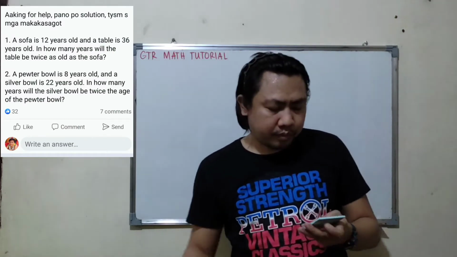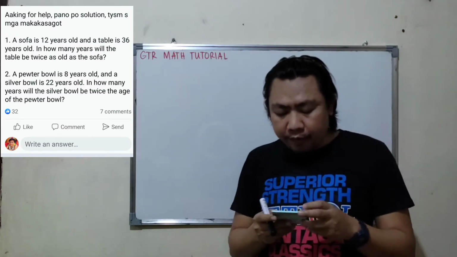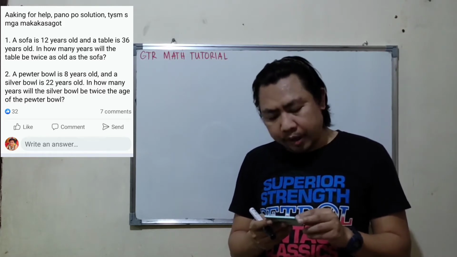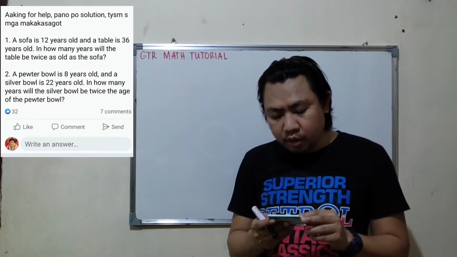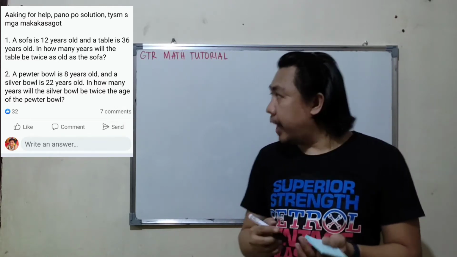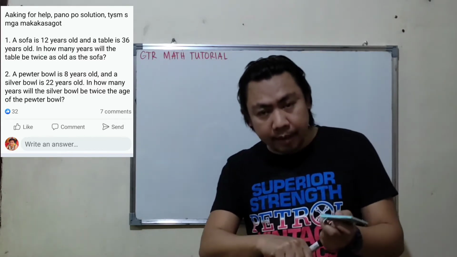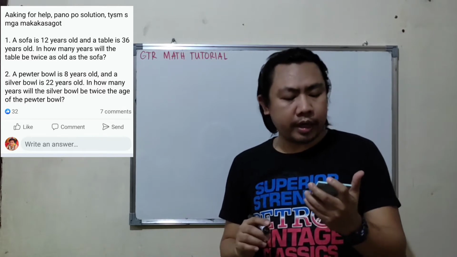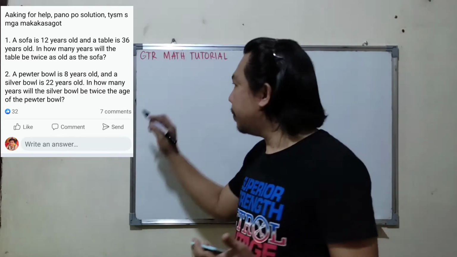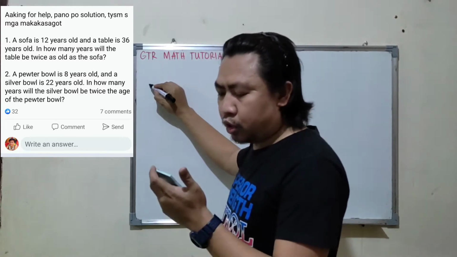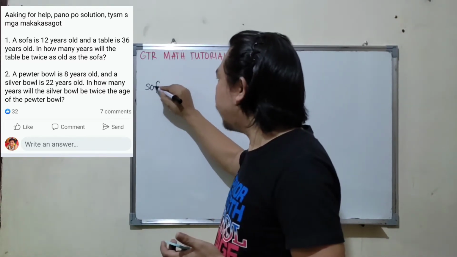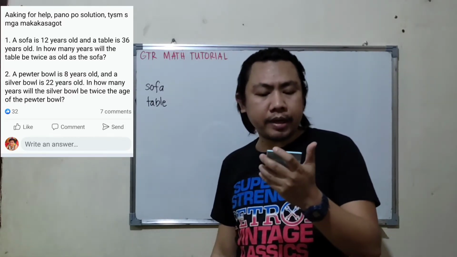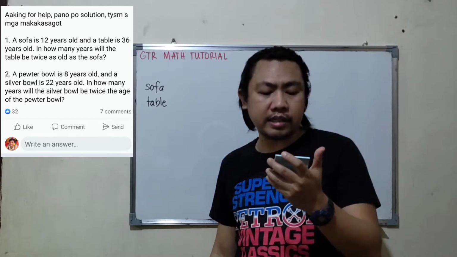Okay, so number one, so a sofa is 12 years old and a table is 36 years old. So in how many years will the table be twice as old as the sofa? Okay, so in solving age problem, doon sa mga nauna kong video, para mas madali, gagawa tayo ng table. So ang given natin sa number 1 ay sofa and table. So ang tinatanong ay, in how many years will the table be twice as old as the sofa?